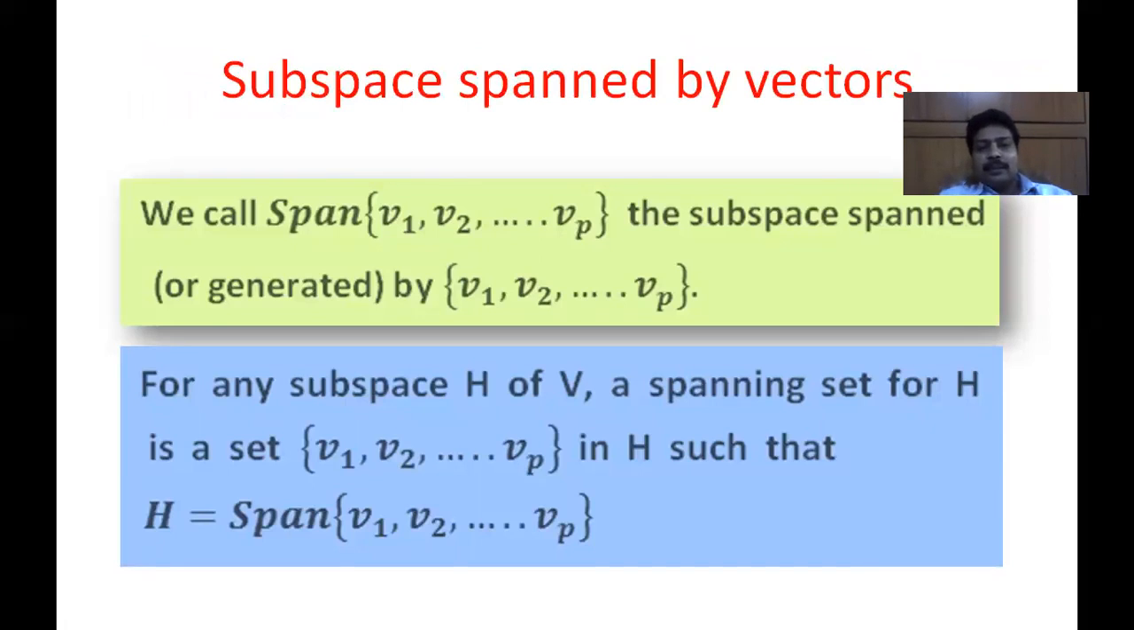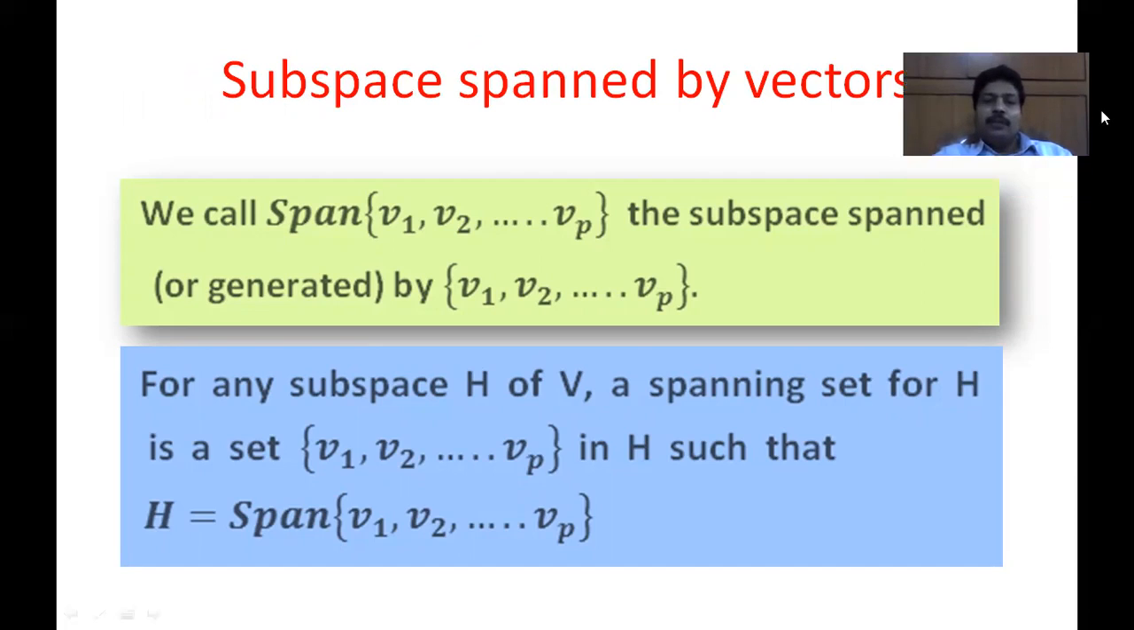So these subspaces can be regarded as subspaces spanned by vectors. We call span of v1, v2 and so on, vp, the subspace spanned or generated by the vectors v1, v2 and so on, vp.